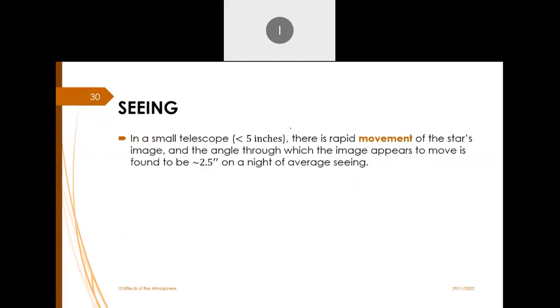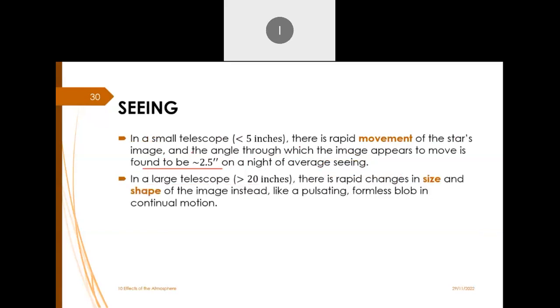For a small telescope, less than 5 inch, there is a rapid movement of the star's image, and the angle through which the image appears to move is found to be 2.5 arcseconds on a night of average seeing. For the large telescope, more than 20 inch, there is rapid change in size and shape.